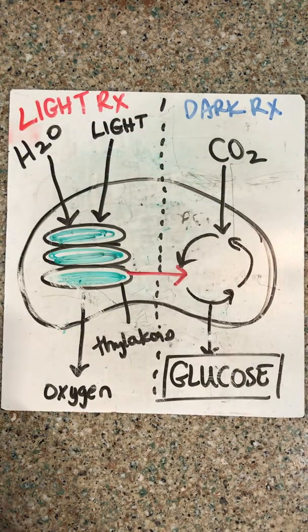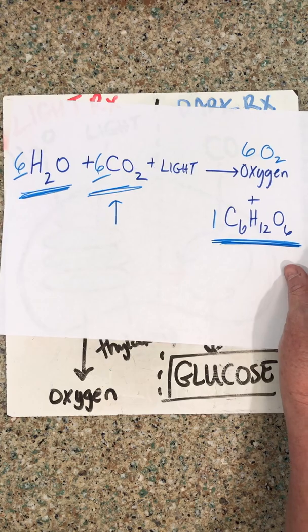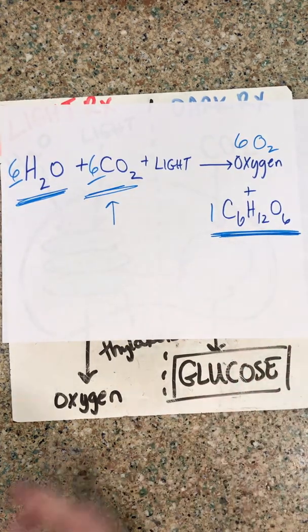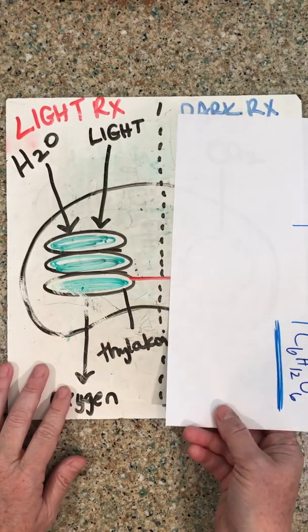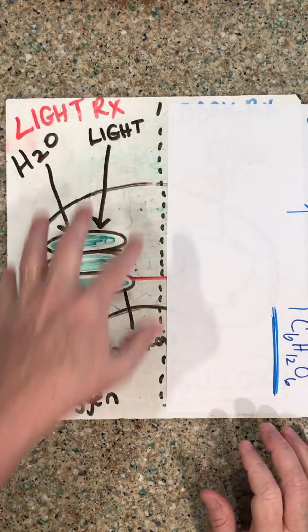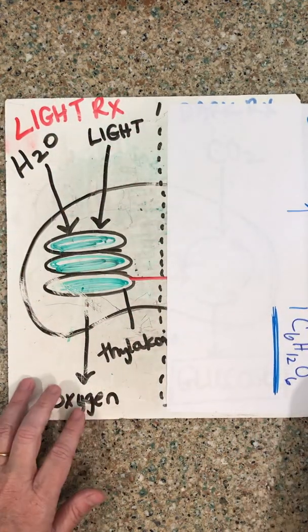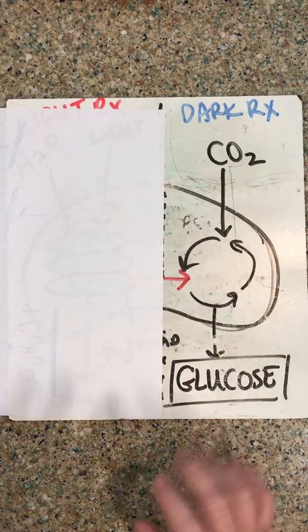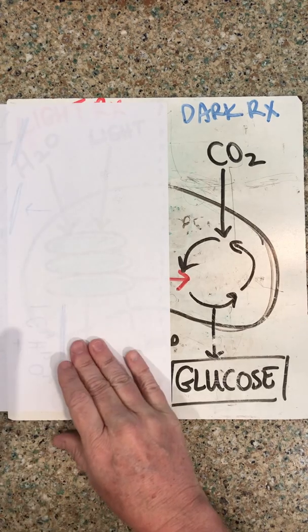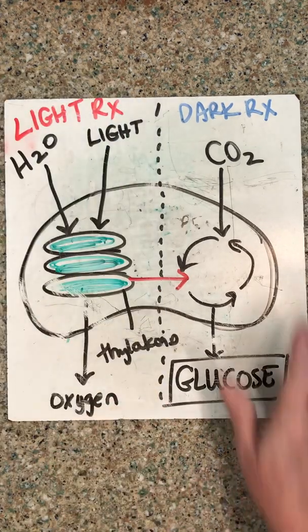All right, so there is your overall reaction, and this is the equation for photosynthesis. That is where we are, and now in the next video we're going to talk about just what happens on the light side, and then your second video will be what happens on the dark side. But the two processes together are what give us photosynthesis.